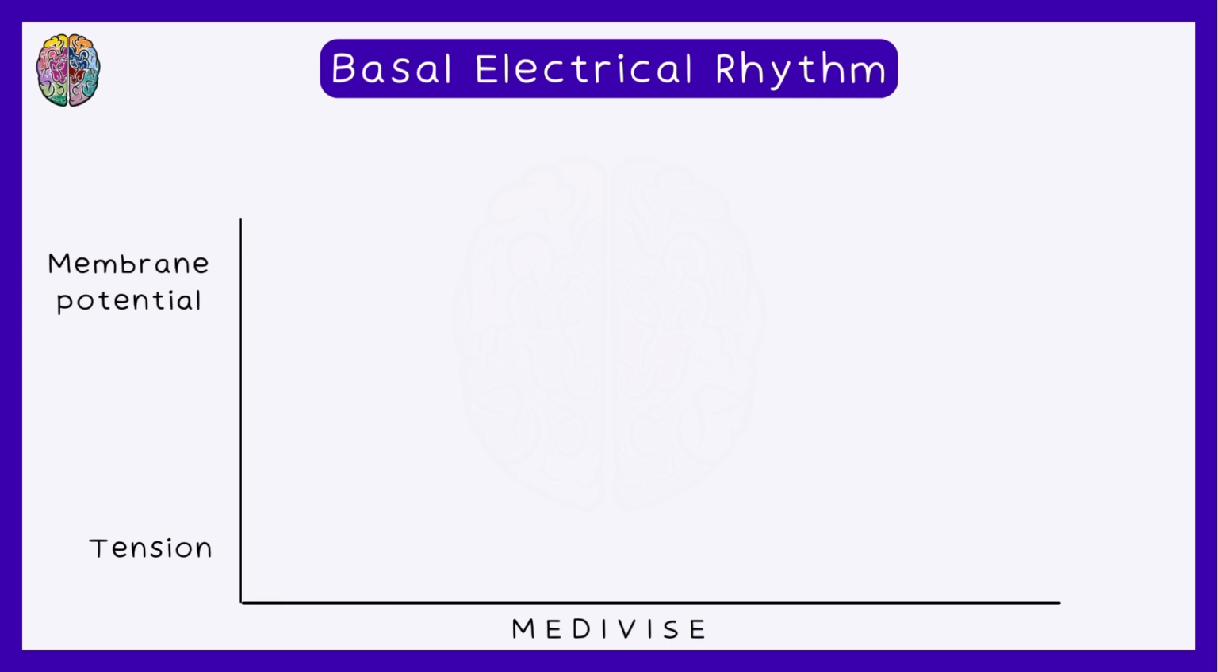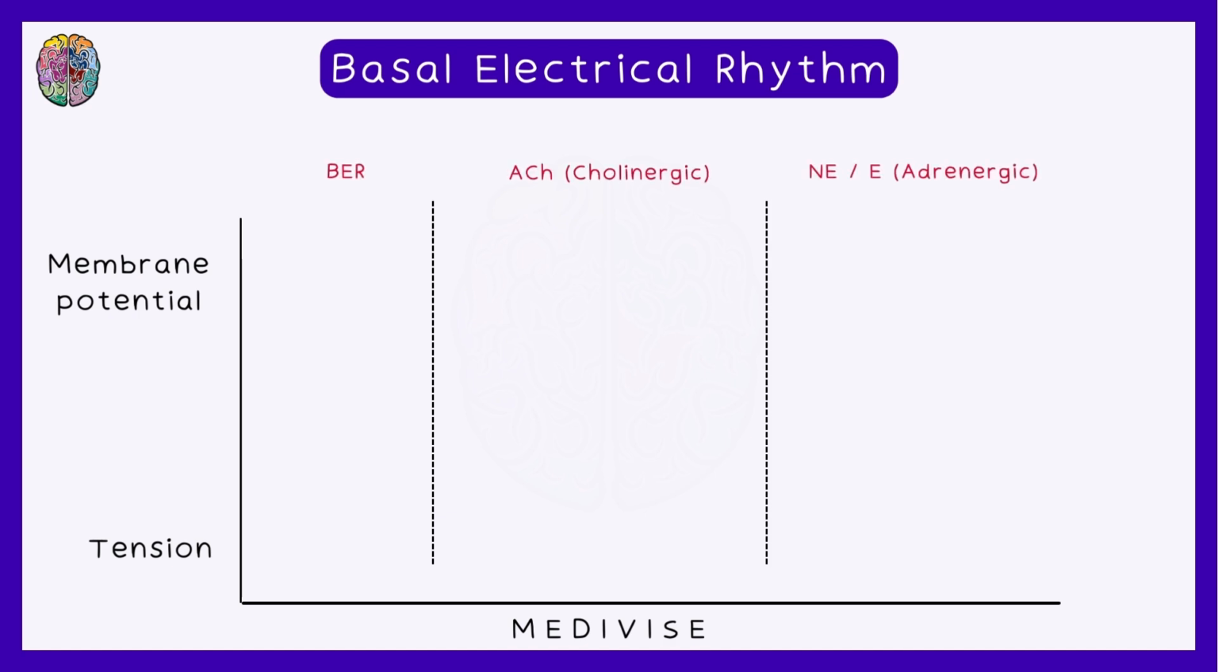Here we will be comparing the membrane potential with the tension in three different scenarios. So in the first part, we will only look at the basal electrical rhythm. In the second part, we will see what changes will be made if there is cholinergic stimulation. In the third scenario, we'll see what will happen to the membrane potential and tension if there is adrenergic stimulation.